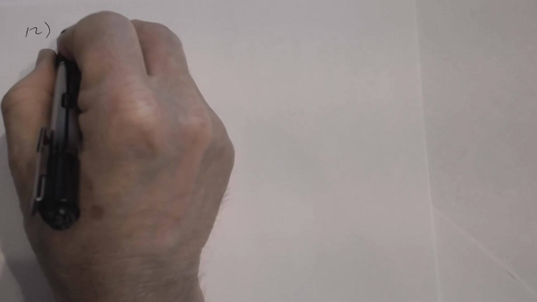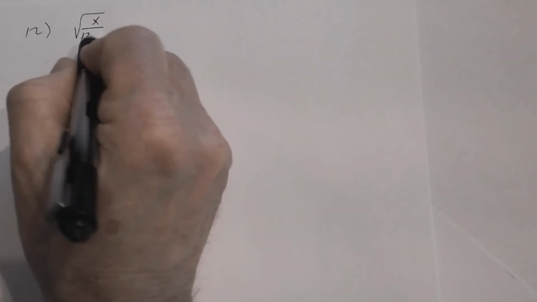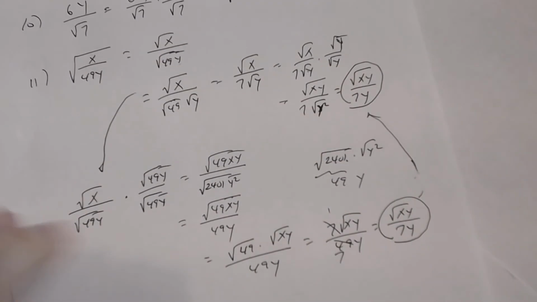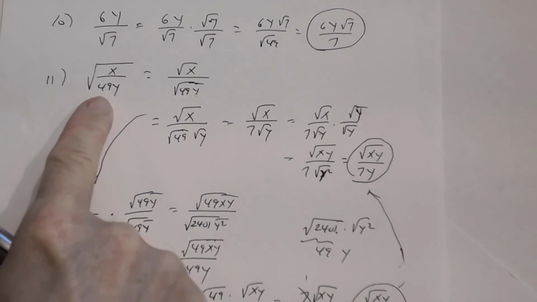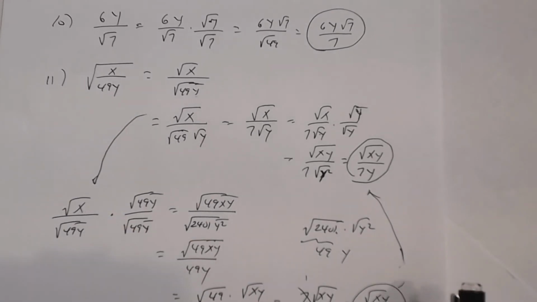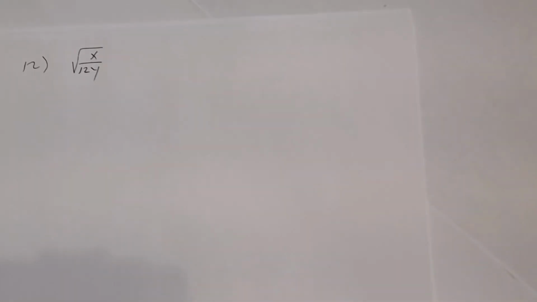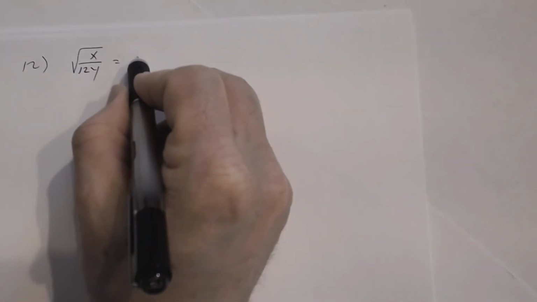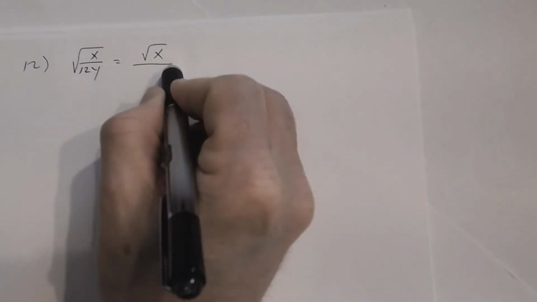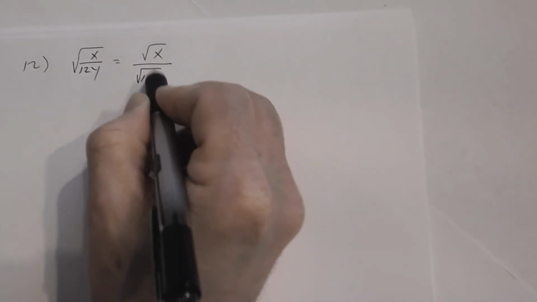So number 12, we have the square root of x divided by 12y. Okay, so it's kind of like the previous one, right? It kind of looks like that, doesn't it? It kind of looks like that, except 49 was a perfect square. 12, though, is not. 12 is not a perfect square, but we can still deal with it. So that's going to be the square root of x, using the quotient rule, divided by the square root of 12y.